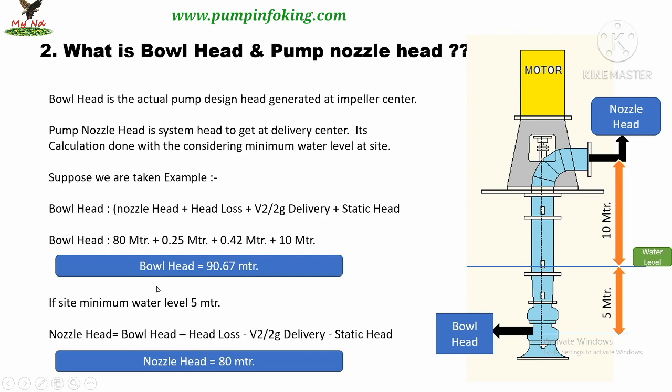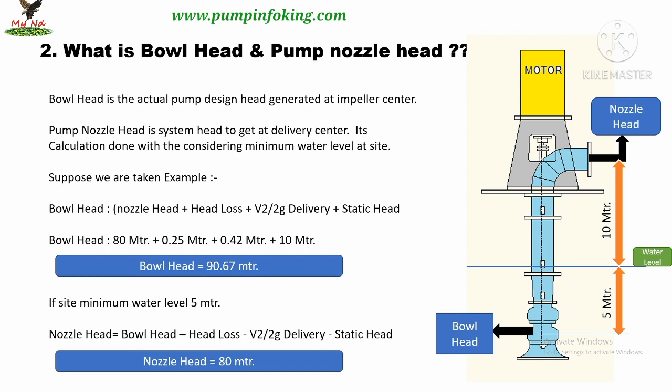So the question is, why are we taking the static head as 10 meters, not 15 meters? Because our water level is at 10 meters. Okay, so atmospheric pressure on the water is 5 meters up to the impeller center. So atmospheric pressure minus static head, 5 minus 5, here is 0. So we take the static head from the water level to the delivery center, not from the impeller center to the delivery center.